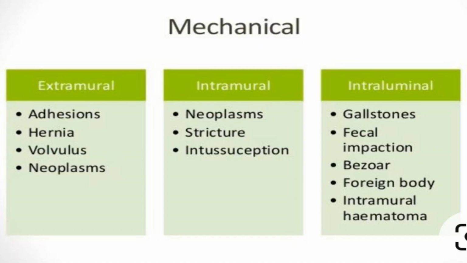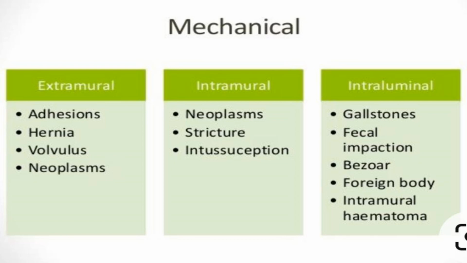So here we discuss the causes in detail. The extramural causes are adhesions, which is the commonest one in patients having a history of previous surgeries. Then the hernia, we call it the obstructed hernia. Then volvulus. Volvulus is actually the rotation of the gut around its mesentery. It twists around its own mesentery and leads to the obstruction. Then the neoplasm. These are usually extramural, meaning they are not part of the gut. They are some other neoplasm causing pressure effects over the gut.